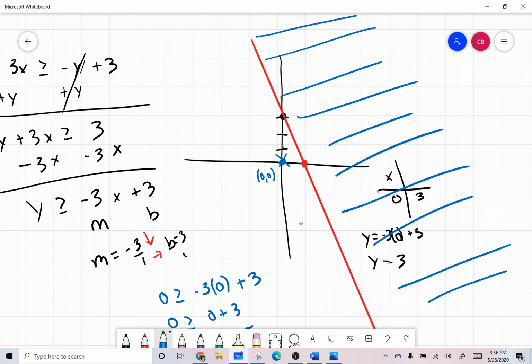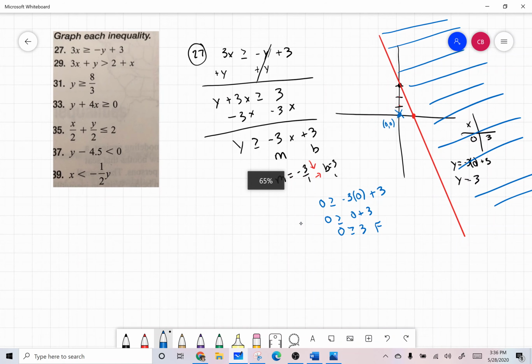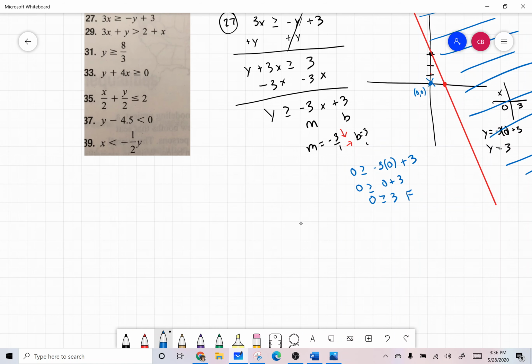Okay, so that would be your graph for this one. Now let's do one more example. Let's look at 31 because that one might be tricky for you. y is greater than or equal to 8/3. Well, pretend that it's y is equal to 8/3. How would you graph that?